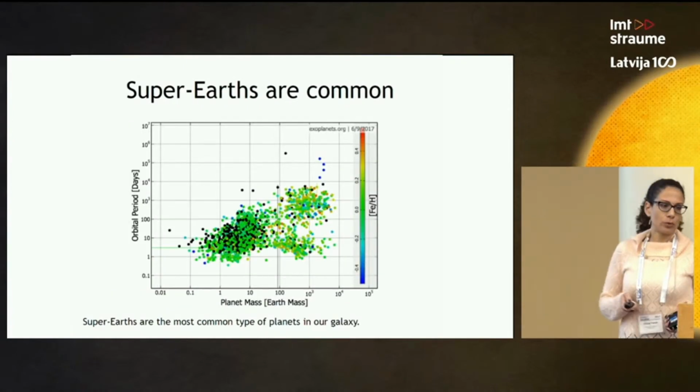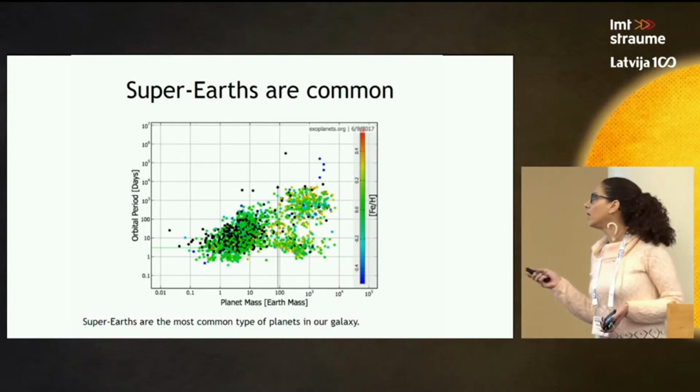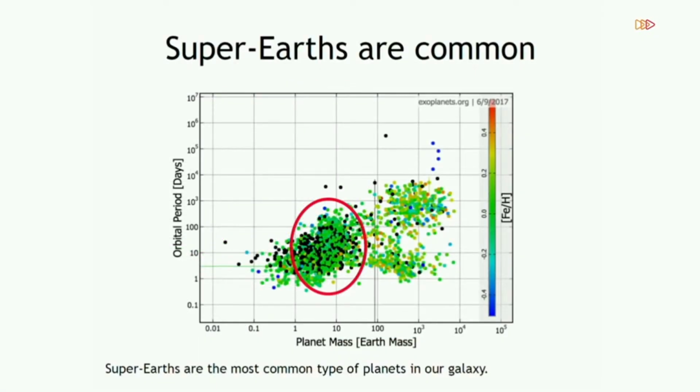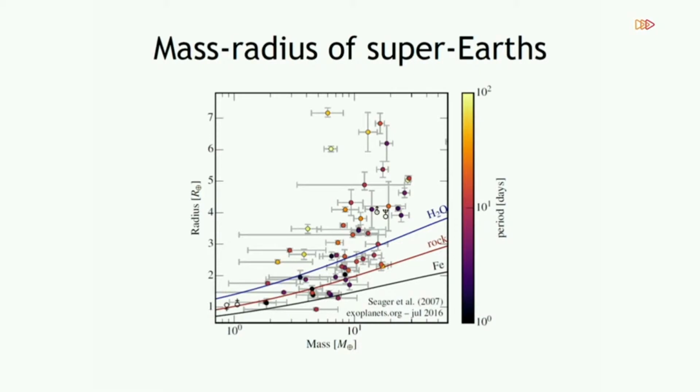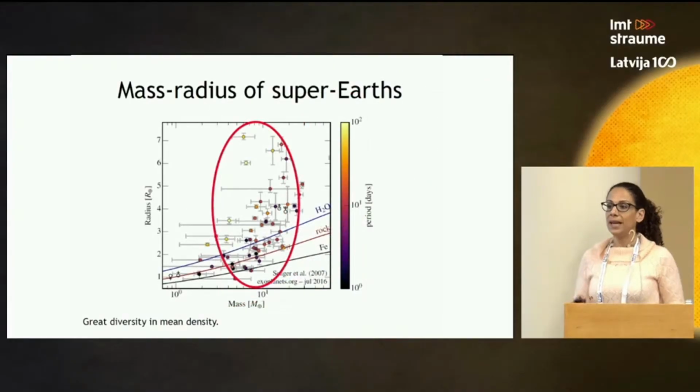So what we know about super-Earths, the first thing we know if we look at the observed exoplanets, is that super-Earths are common. We have many of them in our galaxy. Actually, it's the most common type of exoplanets. For the planets that we have observations of both radius and mass, we can plot such a radius-mass relation, and within the regime of super-Earths, we can see that there is a great diversity in the radius for a given mass and actually in the mean density.